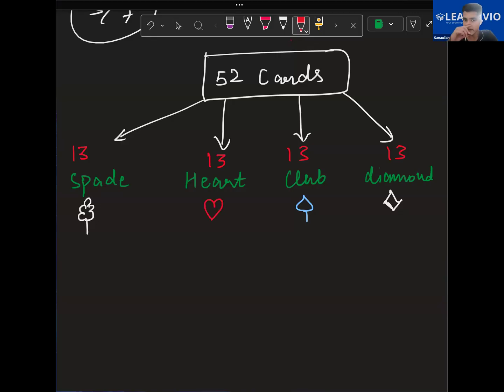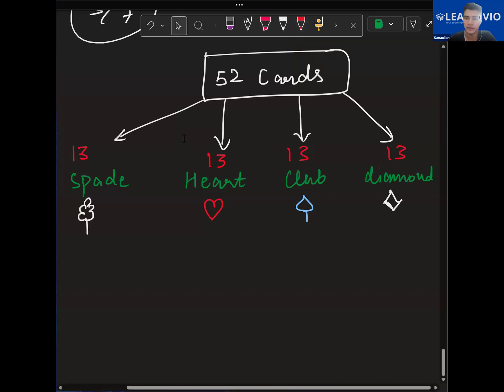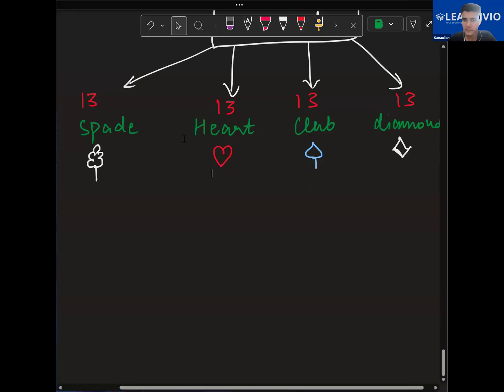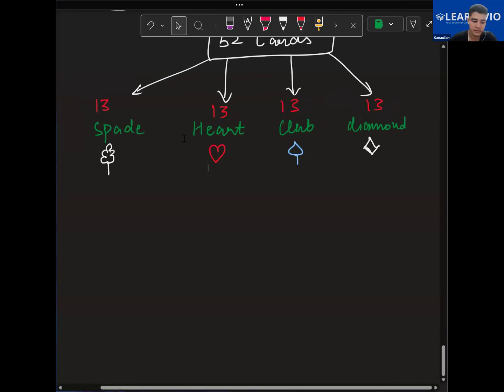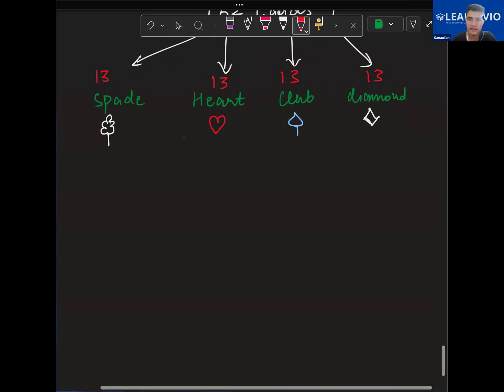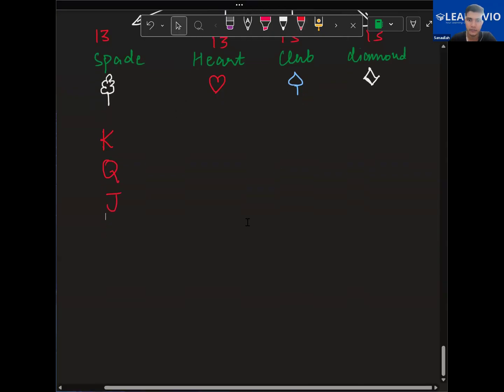Okay. Yes, sir. So we have 13 spade, 13 heart, 13 club, and 13 diamond. And in each section, we have face cards as well as the number cards. नंबर कार्ड में क्या होता है हमारे पास? वी हैव अ फेस कार्ड लाइक किंग, क्वीन, जैक. राइट. किंग, क्वीन, जैक.